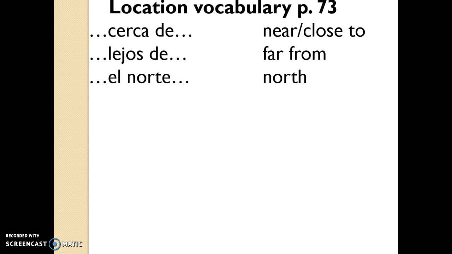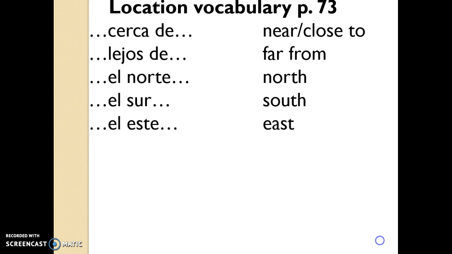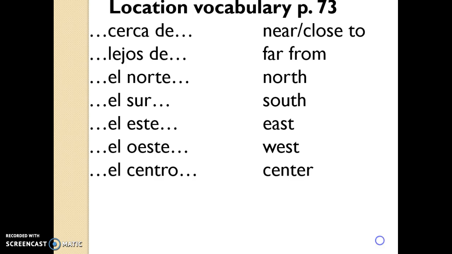North is el norte, definitely a cognate. You always have to have el in front of the cardinal directions of north, south, east, west. El sur is south. El este is east. El oeste is west. El centro is center. En means in or on, definitely a cognate as well, just like the last few were.